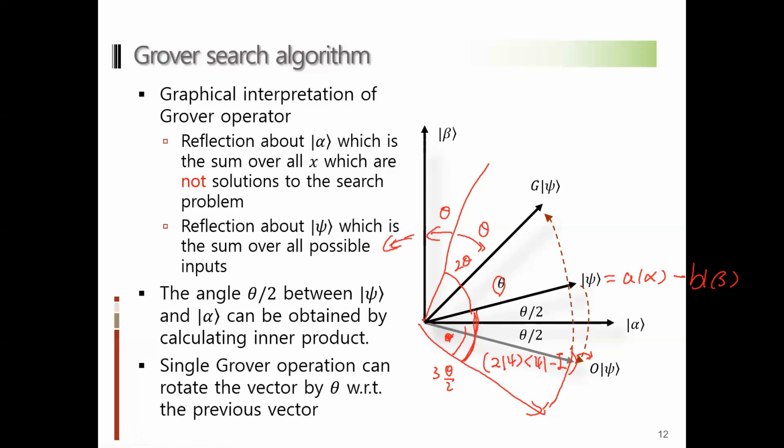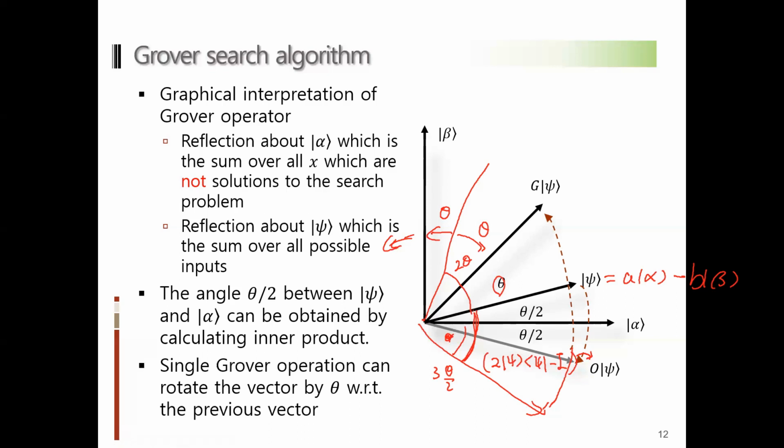And then the question is, if we can find out the size of this angle initially, then we know that the total angle between these two should be 90 degrees. So if we divide 90 degrees by this amount, then we should be able to tell how many procedures we have to apply until we arrive around this vector. So that's the idea of the Grover search.